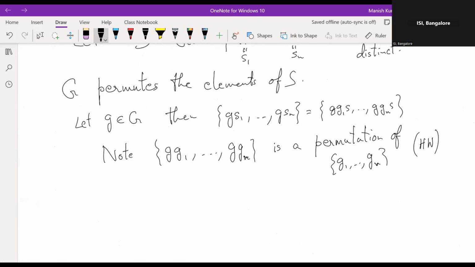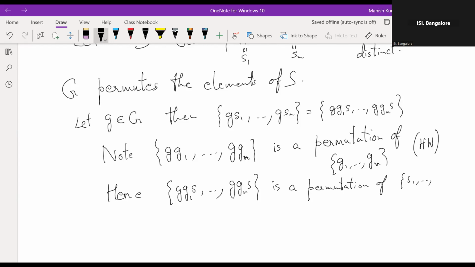So hence GG1S to GGnS is a permutation of S1 to Sn. Okay. Is that okay?